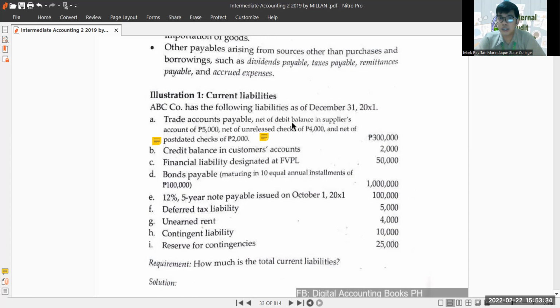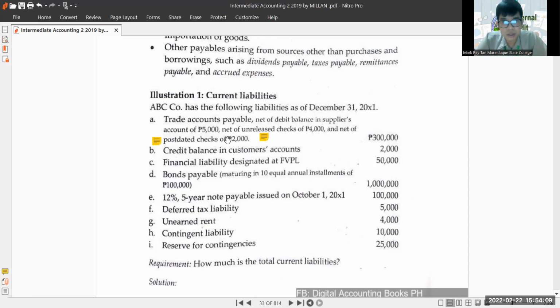So therefore, ang magiging lens natin doon or magiging point of view natin doon, yung debit balance na yun ay para siyang receivable natin. Para siyang naging advances. Para siyang naging advances to suppliers. So ang tanong, dapat bang ibawas yun? Yung debit balance, dapat ba siyang ibawas dun sa accounts payable? The answer is no. So therefore, itong 5,000 na binawas, dapat mo siyang ibalik. Kaya from 300, magiging 305,000 na.